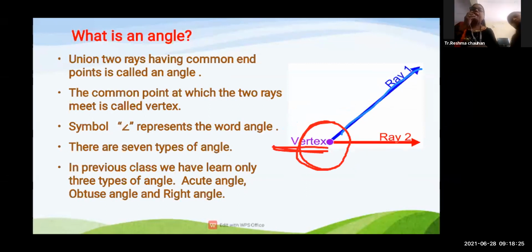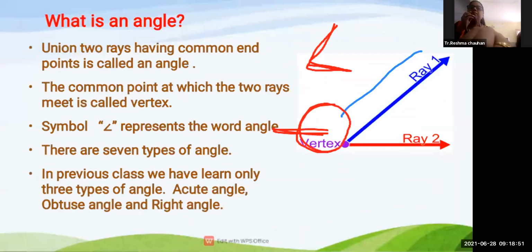And how are you going to identify the angle? By this symbol. This is the symbol of angle. Now, there are 7 types of angle. In your previous class, you have learned 3 types of angle. That is acute angle, obtuse angle, and right angle.